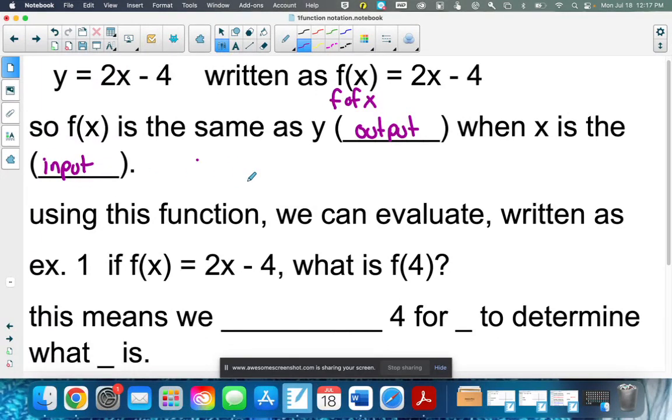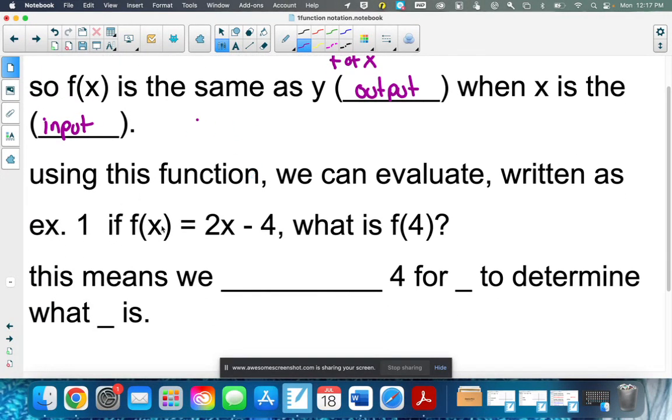Okay, so we're going to evaluate. If f of x, the function of x, is 2x minus 4, what is f of 4? That's how you would read that, f of 4. We are going to substitute 4 for x to determine what y is, or your output. That's all you're doing, you're substituting. Notice that 4 is in the parentheses. It's in the same place that x is. So we're replacing x with 4 and figuring out what we get as far as an output.